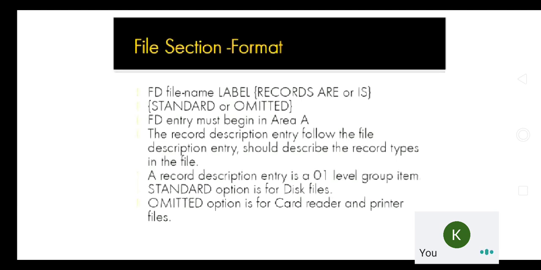And then you have two more clauses, standard and omitted. Standard is used to mention the disk files that you are going to use within your program. So the standard option must be used only for disk files alone. The next one, the omitted option, is used to specify card reader or printer files, whatever you are going to use. So it depends upon what device you are going to use for input and output related to your files.